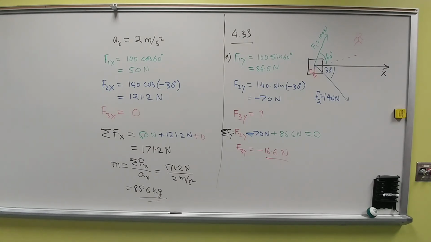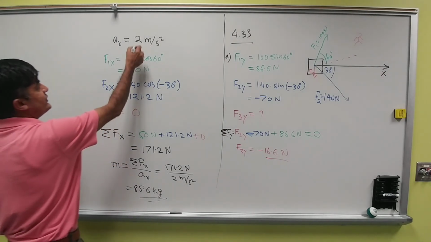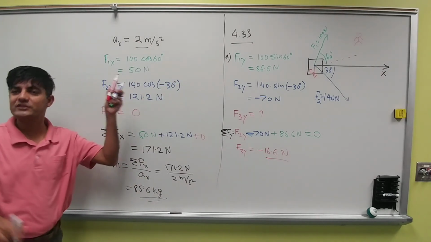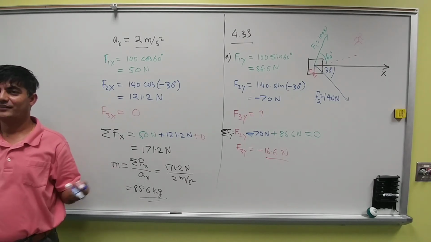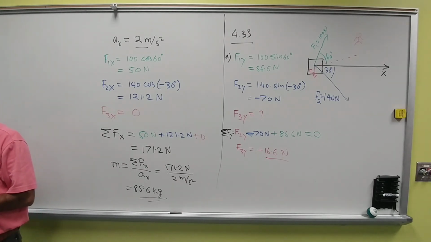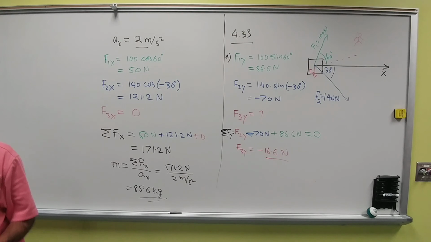Do you need the Y component? No, you don't need it, because the question has given you that the cart accelerates only in the x direction, with 2 meters per second squared. Does it make sense? Let me grab one more problem and then we'll wrap up chapter 4, okay?